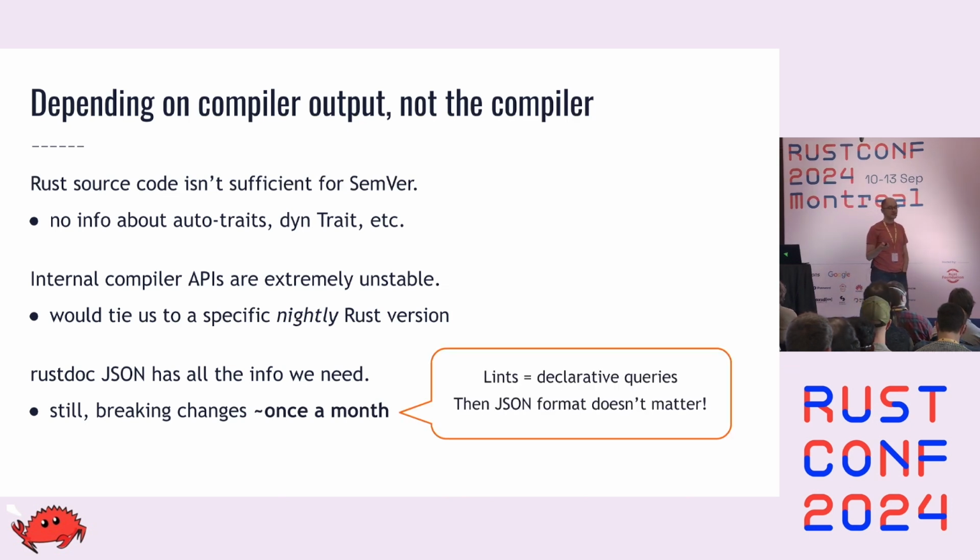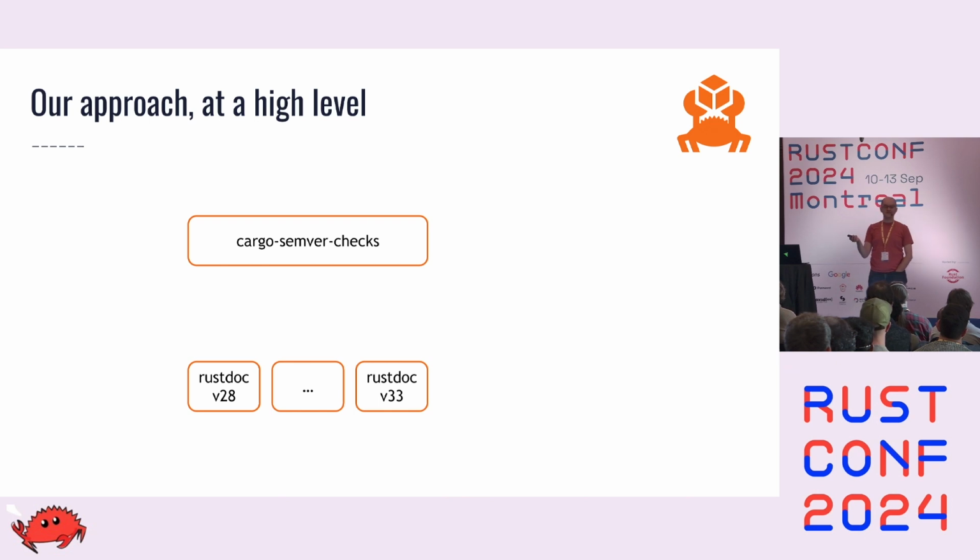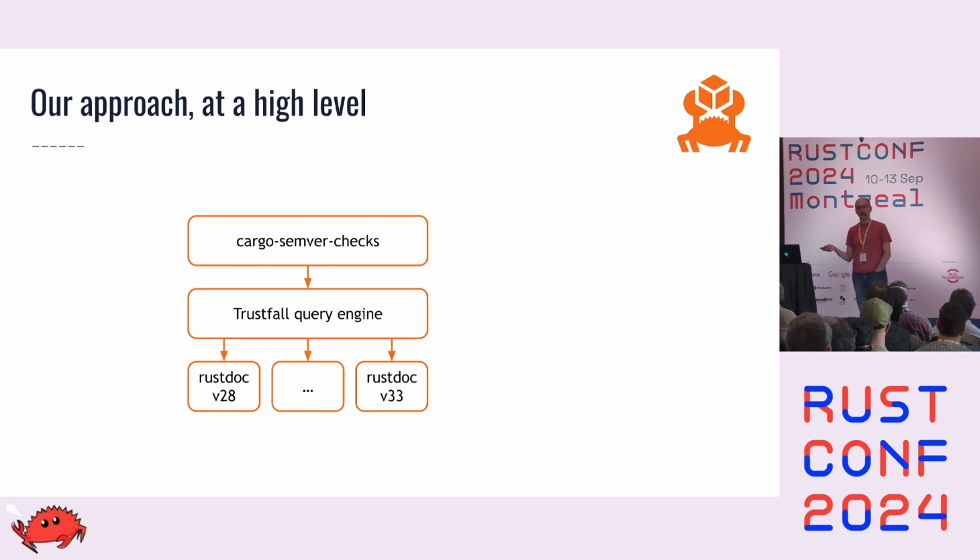The key observation to make this work is this. If we were able to write our lints as declarative queries, then changes in the underlying JSON format shouldn't matter, because our declarative business logic is not necessarily tied to the underlying JSON format. And in fact, that's exactly what we do. The current cargo-semver-checks supports everything from Rust 1.77 to current beta. In practice, that means that we support everything from rustdoc JSON format 28 to 33 and everything in between. And at the very top of the stack, we have cargo-semver-checks. The thing that connects these two is the Trustfall query engine.